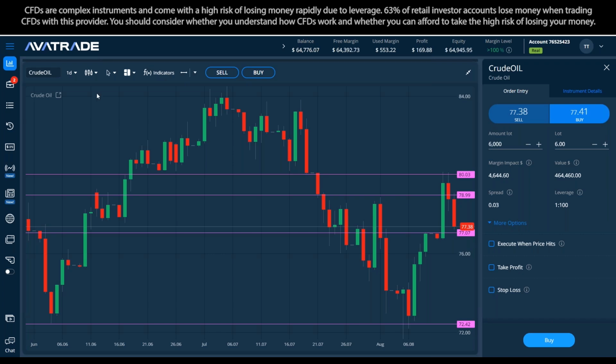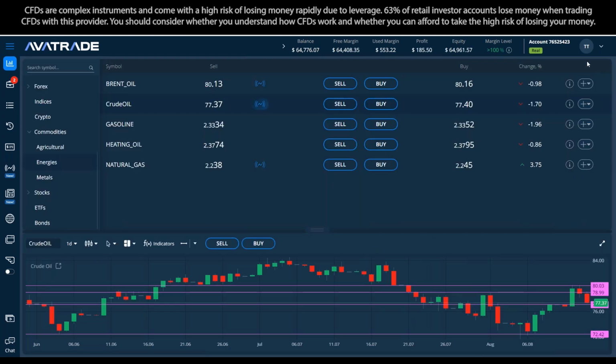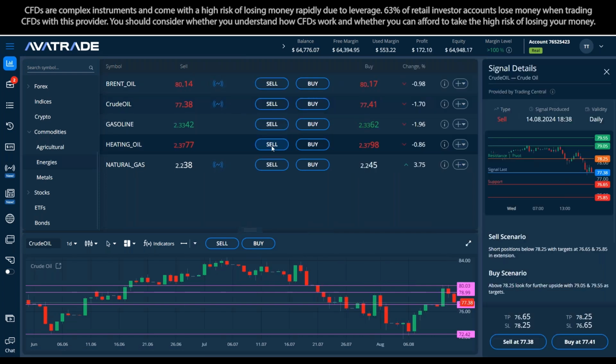Okay, so again, it's a balancing act. Fear of war could kick up at any time, so you want to risk manage this trade. But right now, the economic data makes sense why crude oil is dropping. Okay, and looks like it wants to continue to drop. If we look at the signal that came out on crude oil, it was to sell.